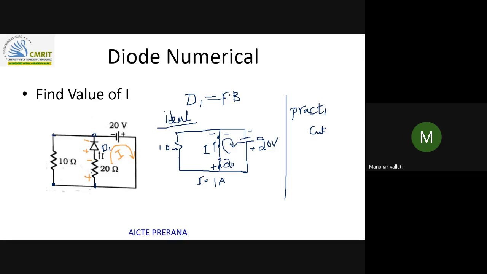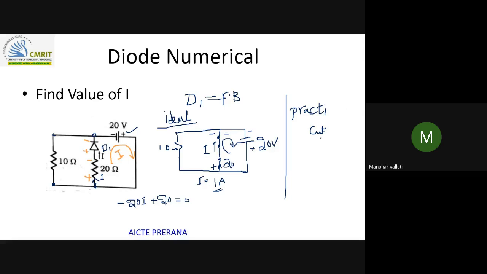If you apply KVL, see here, current is entering at the plus terminal and leaving at the minus terminal. I will always consider the second sign. Minus 20I plus 20 equal to 0. Okay, I equal to 1 you will get. That is if it is an ideal diode.